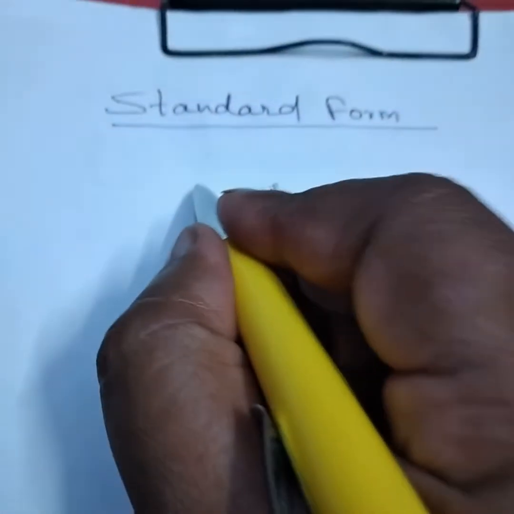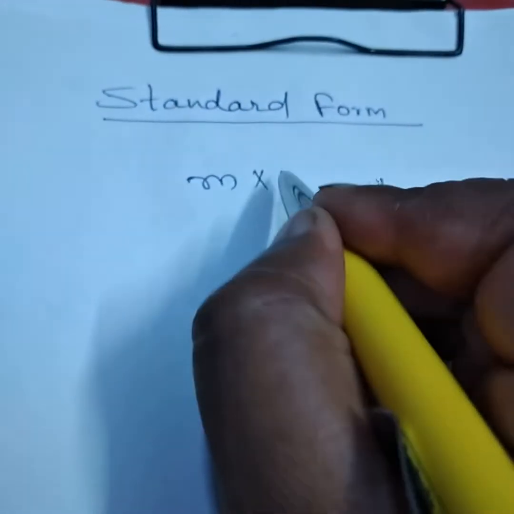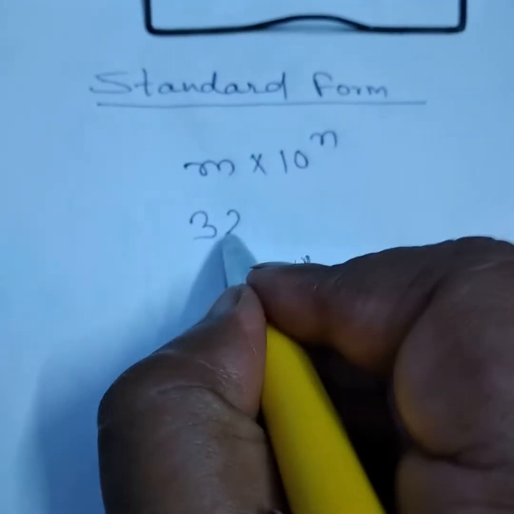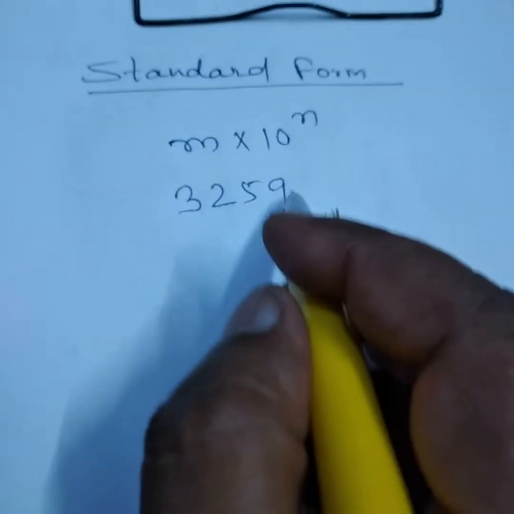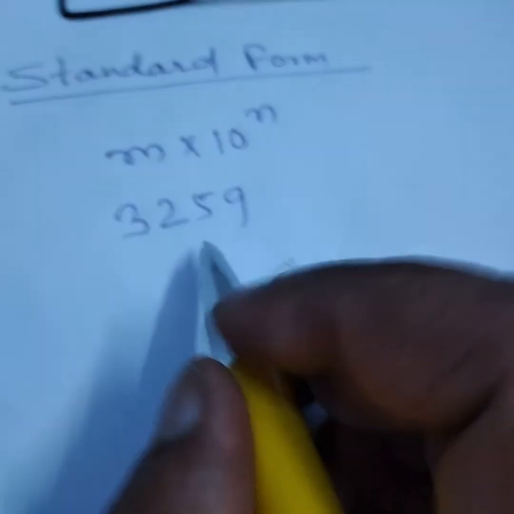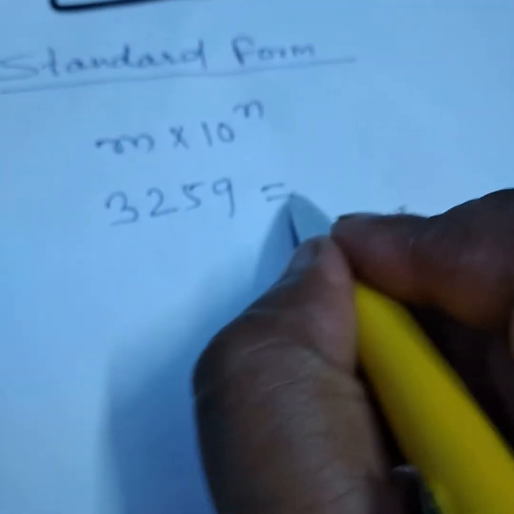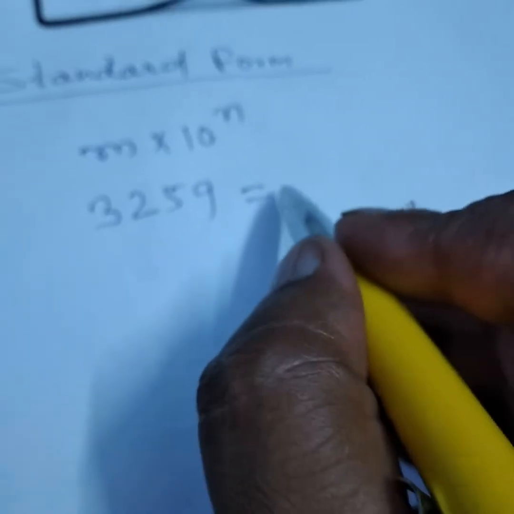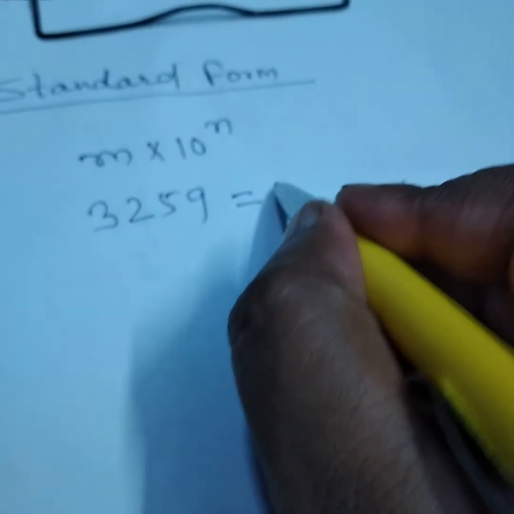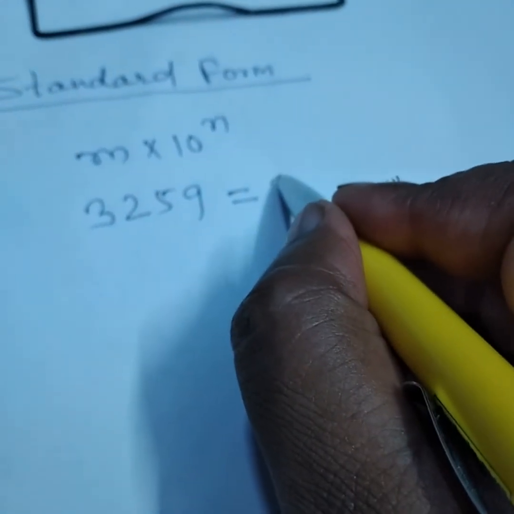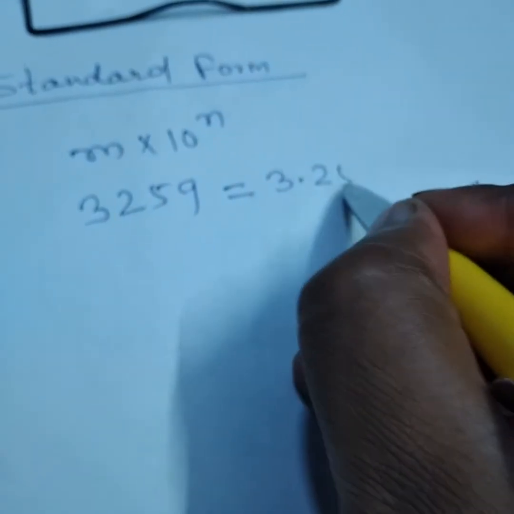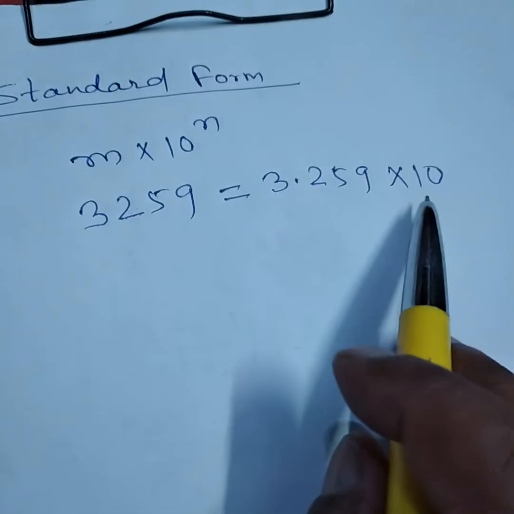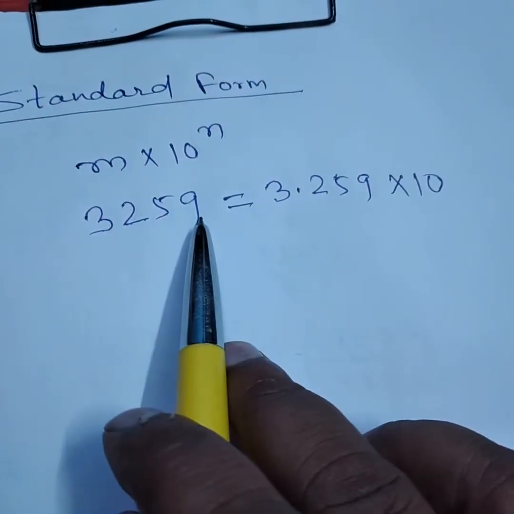Now standard form means we have to convert it into m into 10's power n. Suppose the digit is 3259. How will we convert it into m into 10's power n form? Children, see carefully. First, m means here only one digit we will keep in the whole number and the remaining all in decimal. So 3.259 and 10's power, what will we keep?